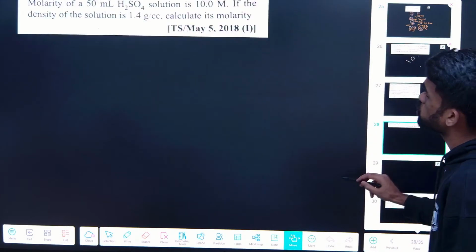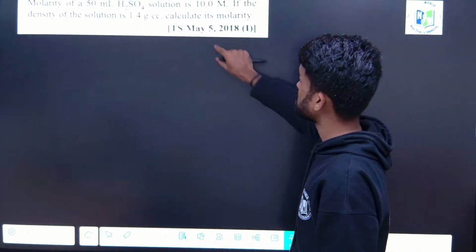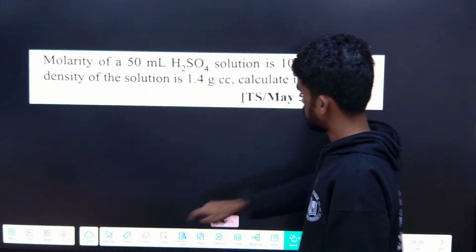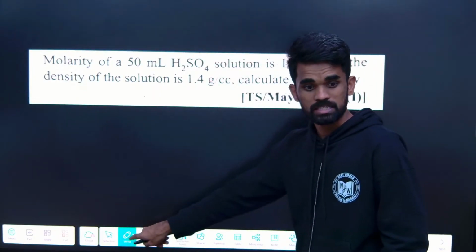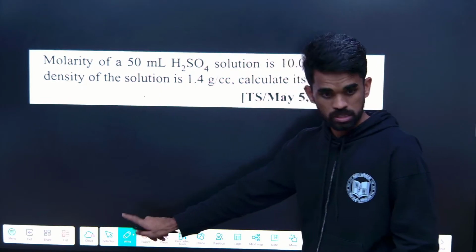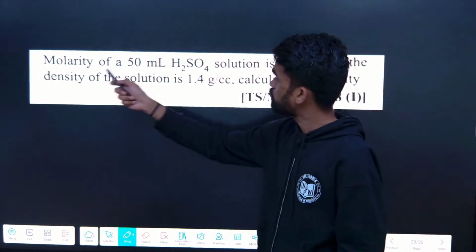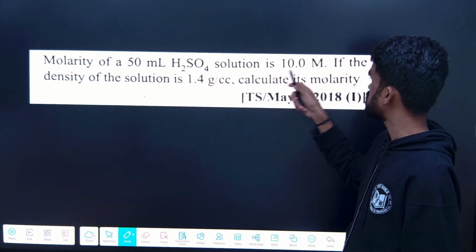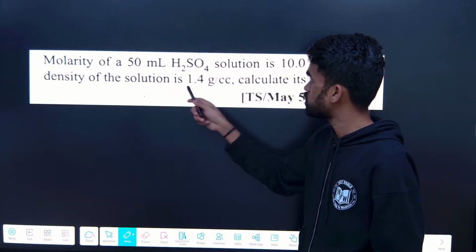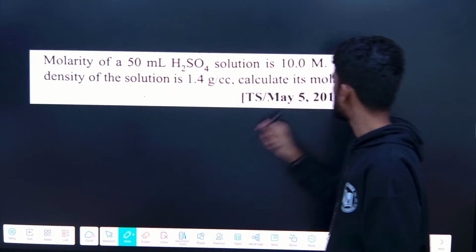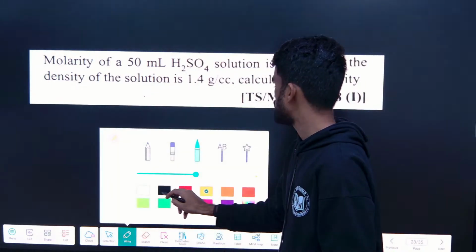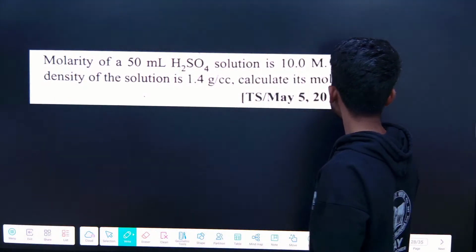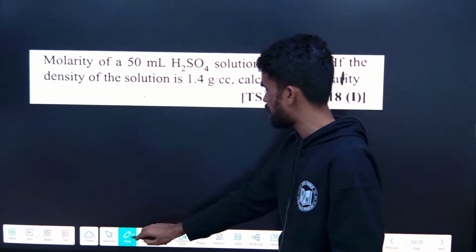So can you solve this question based on the previous class discussion? See, you are doing many PYQ questions here in the class itself. Just practice the other questions from the book. The molarity of 50 ml of sulfuric acid is 10 molar. If the density of the solution is given as this much, then calculate its molality. So what is the relation between molality and molarity?